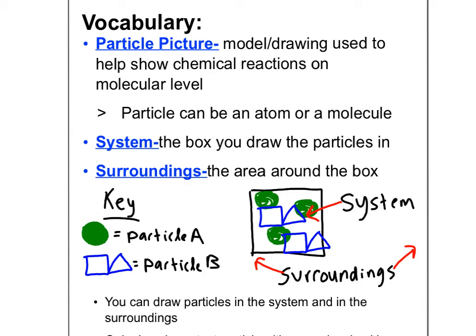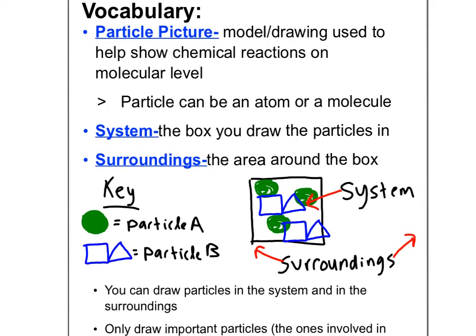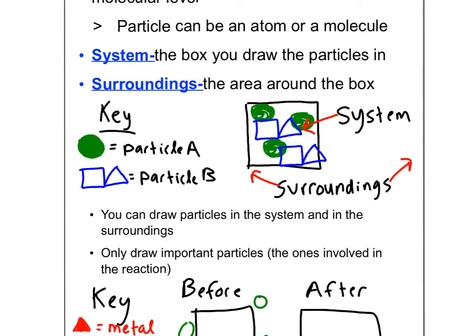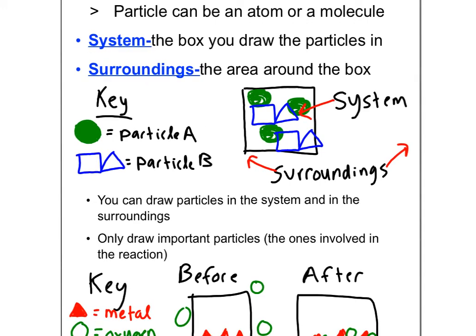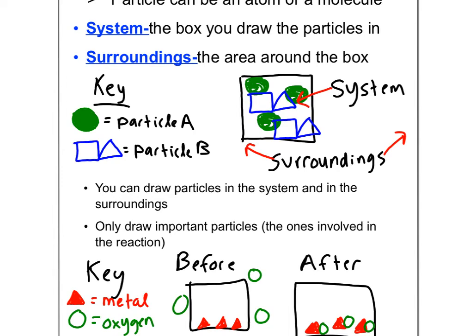And just a reminder, the word particle is kind of generic. Particle is a generic umbrella term for atom or molecule. So anyways, when we draw particle drawings, we're going to put things in the system, which is the box. And then sometimes it's helpful to put particles in the surroundings, which is the area outside the box. So I have a key, I have my particle A, particle B. Notice all of those particles are in the system. No particles are in the surroundings.